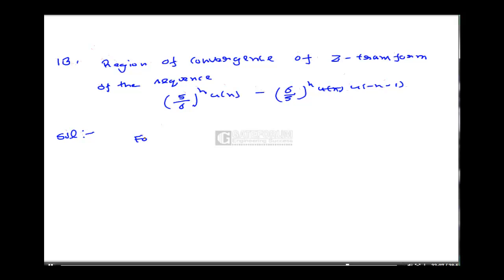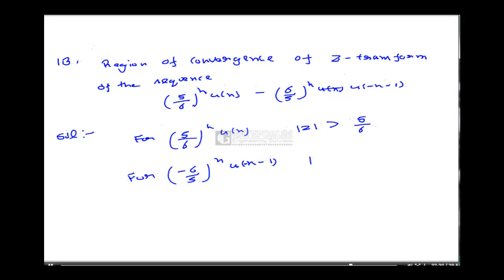For the sequence (5/6)^n u[n], the region of convergence is mod z greater than 5/6. For the sequence minus (6/5)^n u[-n-1], mod z must be less than 6/5. Okay, now we can use the linearity principle and add up these two sequences. The region of convergence will be the intersected region.